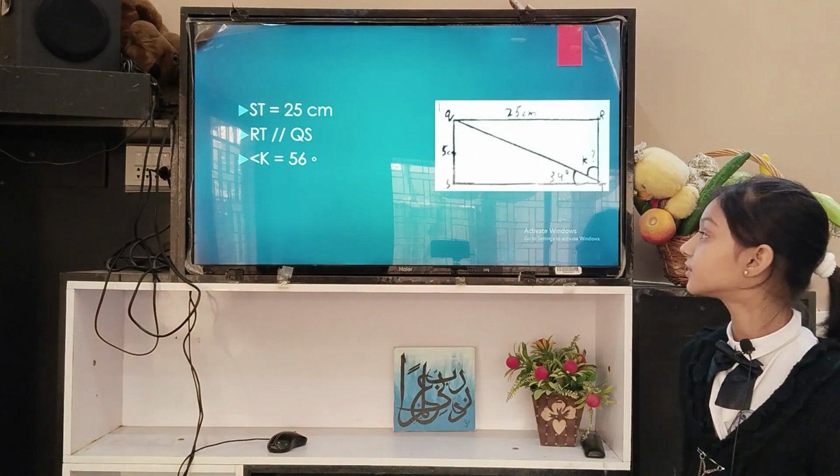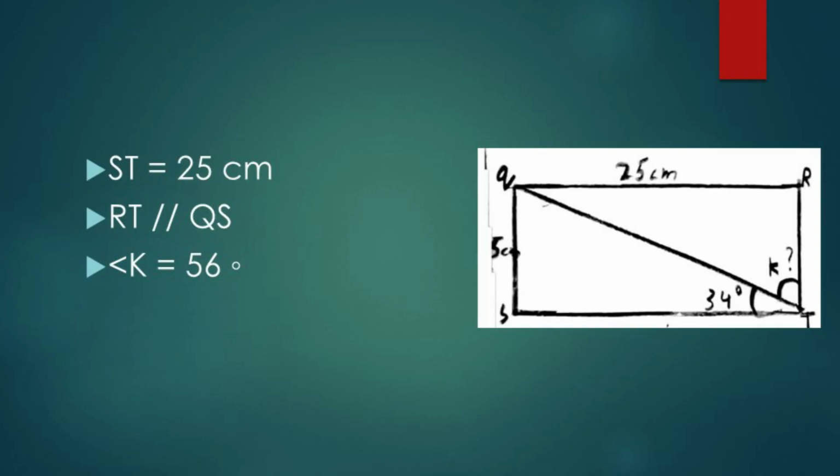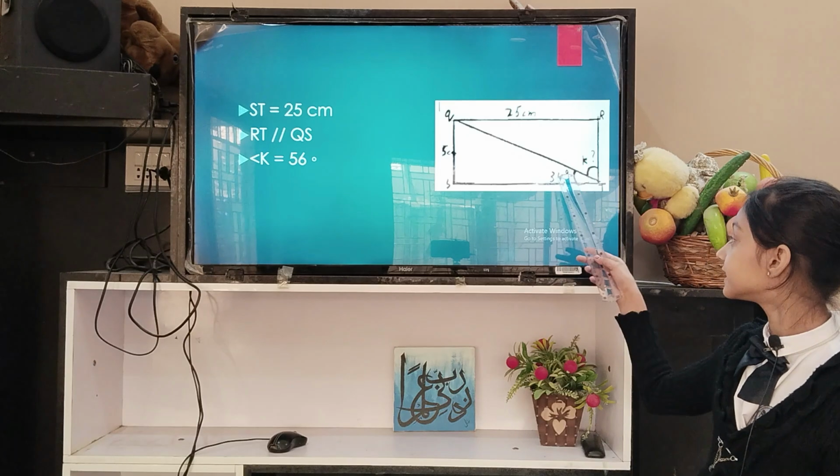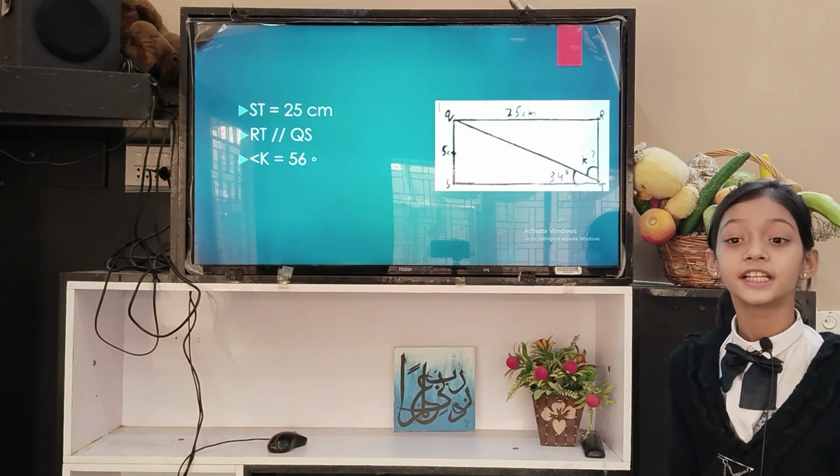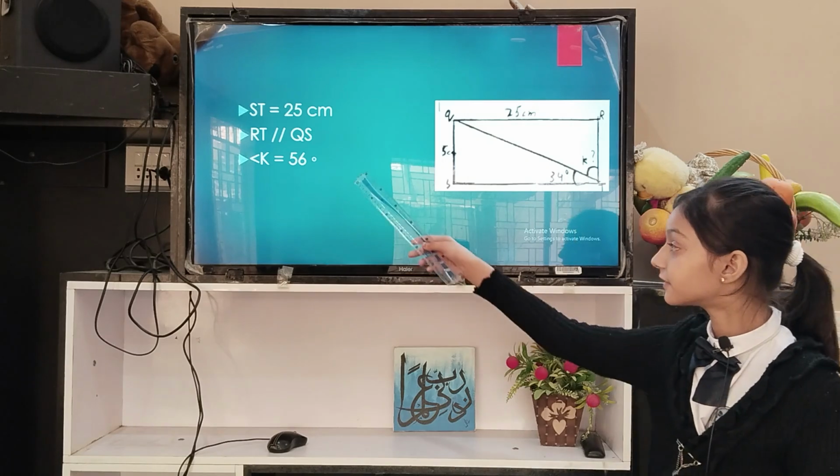Angle KS is equal to dash. The degree of a whole rectangle corner is 90 degrees and this is 34 degrees. 90 minus 34 is equal to 56 degrees. So the answer is 56 degrees.